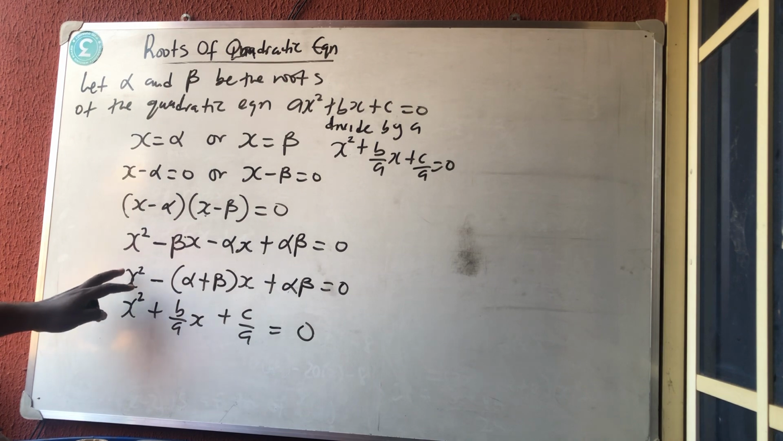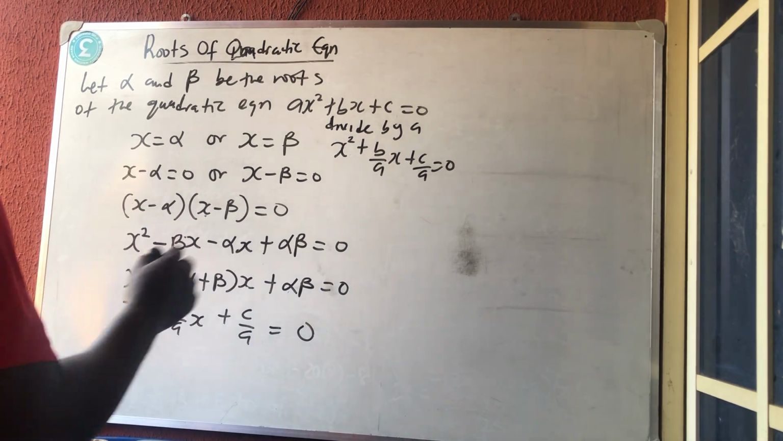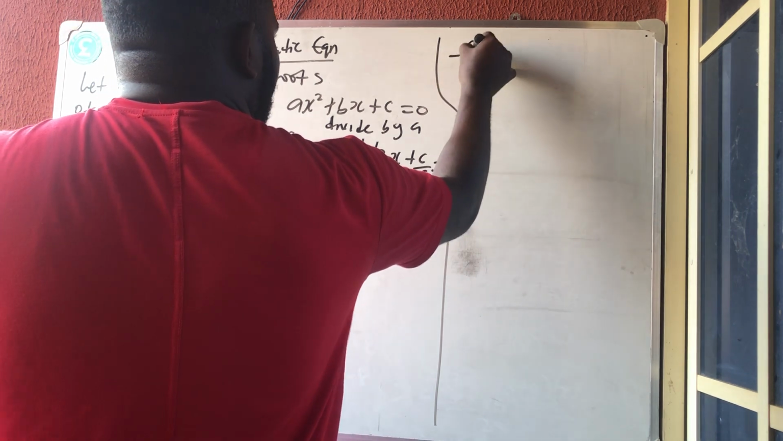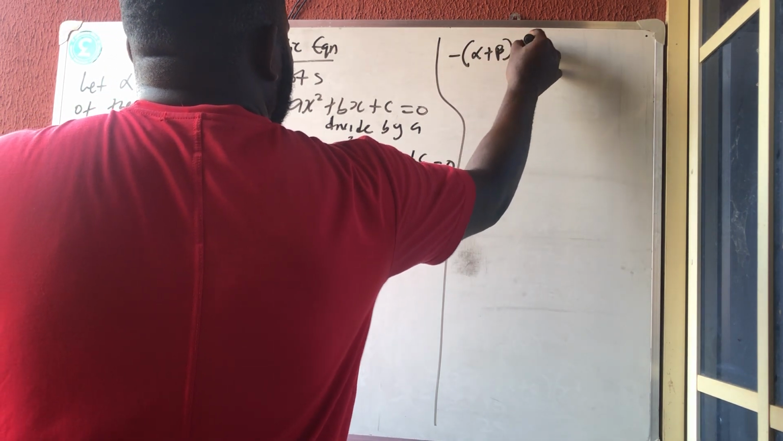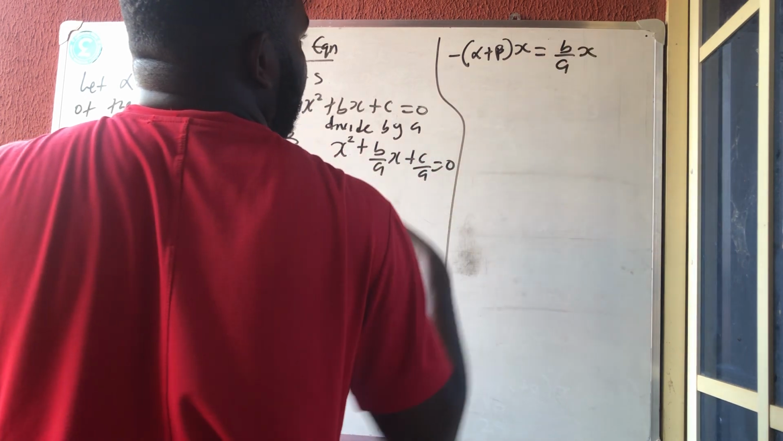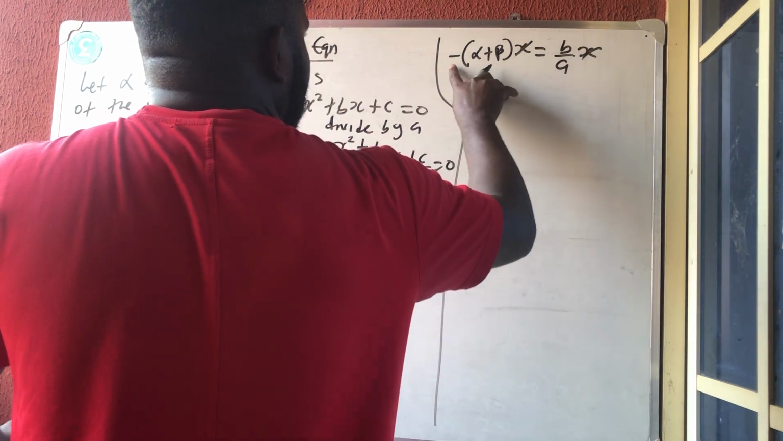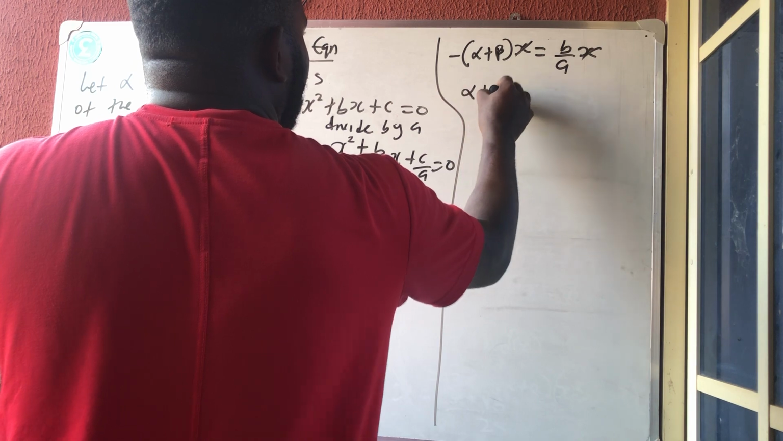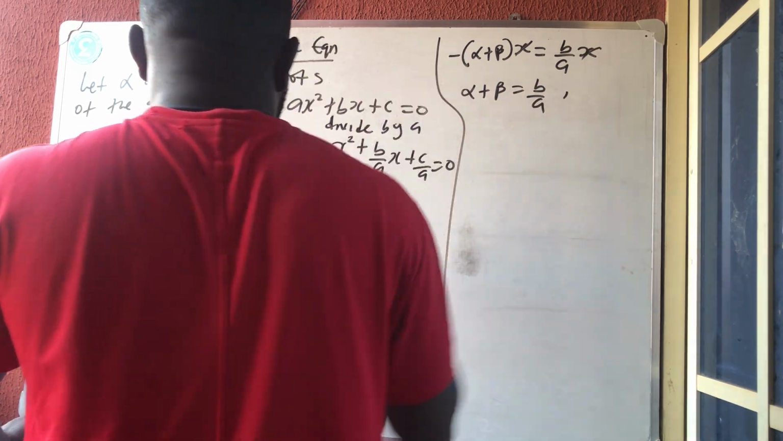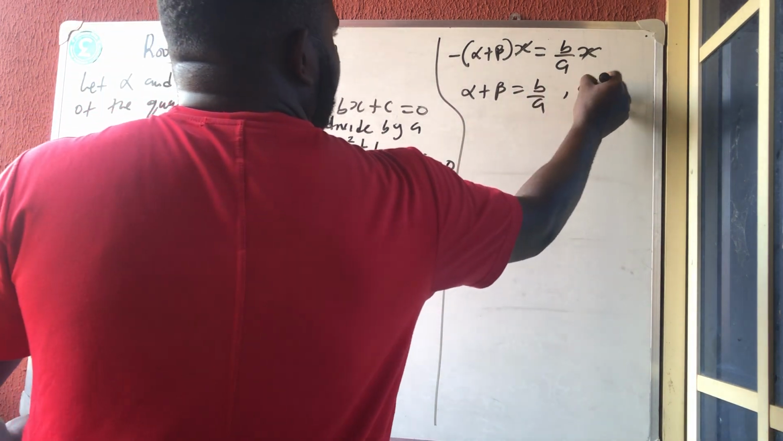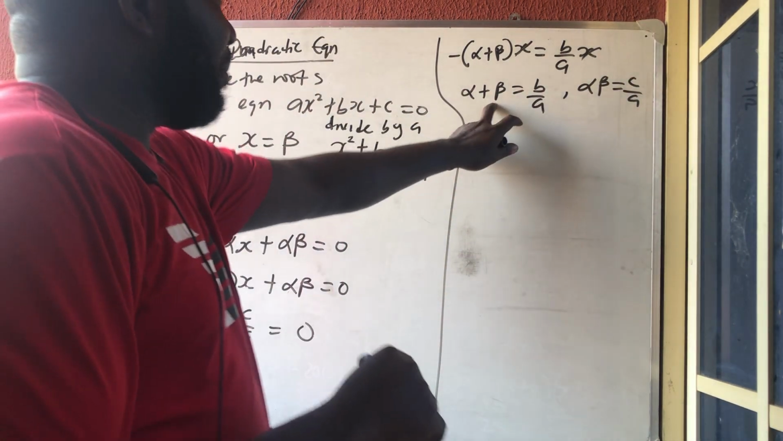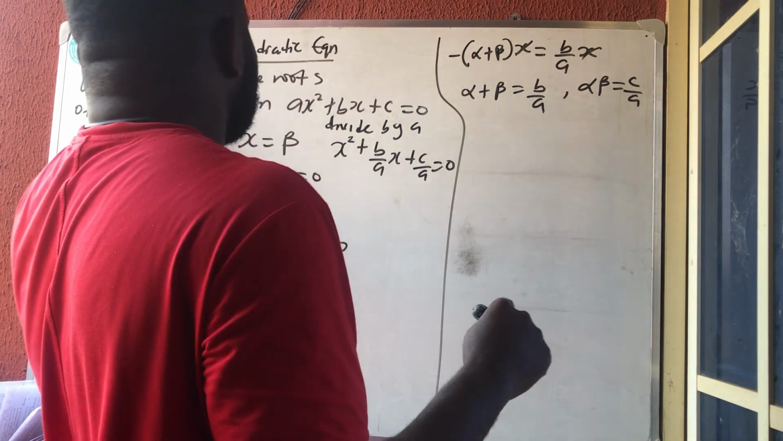Comparing these two things, x cancel x. This is showing me that minus alpha plus beta x is equal to b over a x. x cancel x. Let minus go here. Alpha plus beta is equal to what? Minus b over a. Okay? Let me compare the last one. Alpha beta is equal to what? c over a. So alpha plus beta means adding the two roots I have.